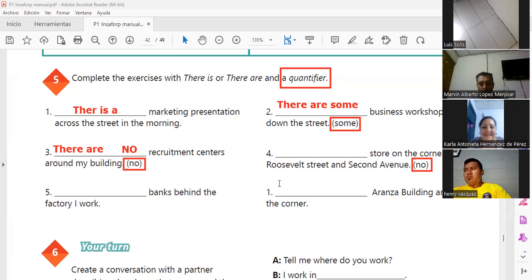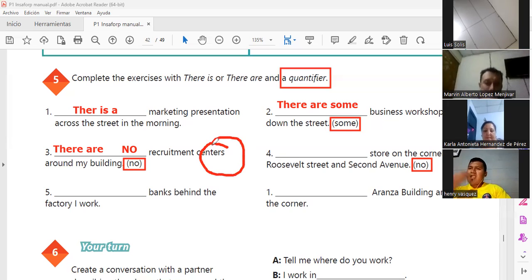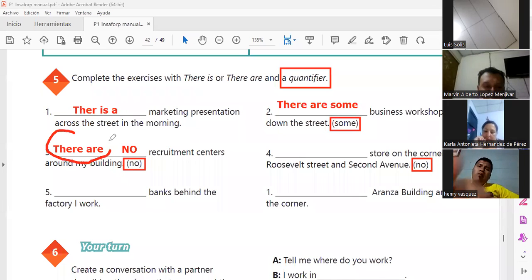Teacher, I want to ask a question. Yes. And the number three, this is correct? Say the reason, recruitment? No. Oh, this is plural. Okay. So we need to use the plural too here. Yeah. All right. Teacher. Yes. In this case, it is correct. There aren't any. Yes. Very good.